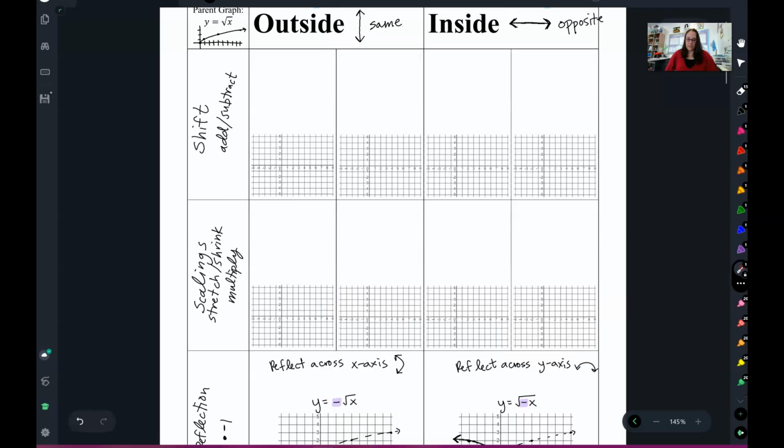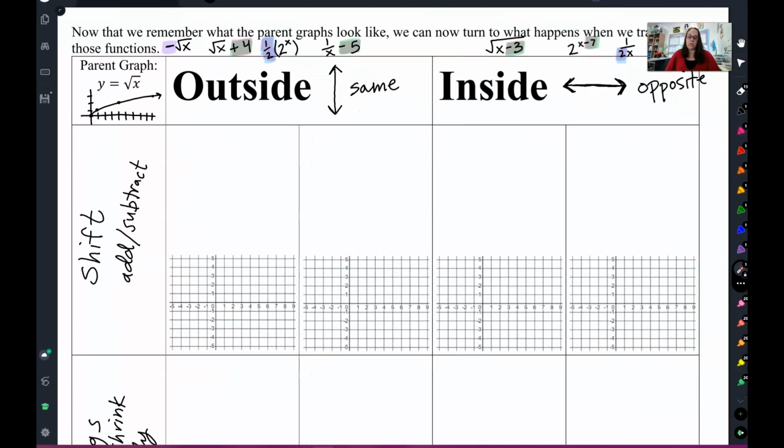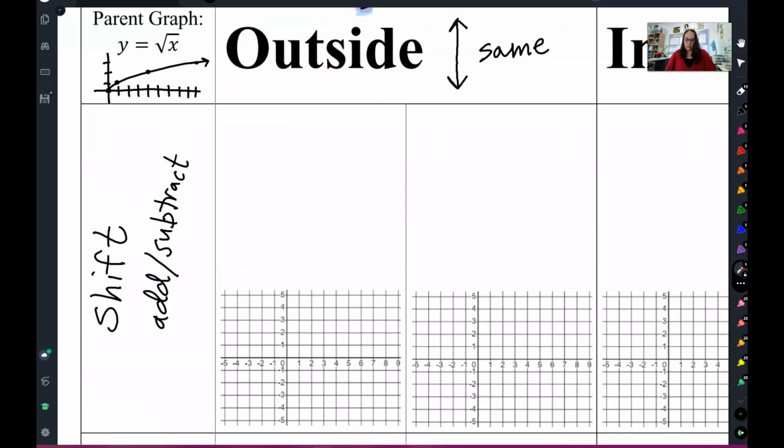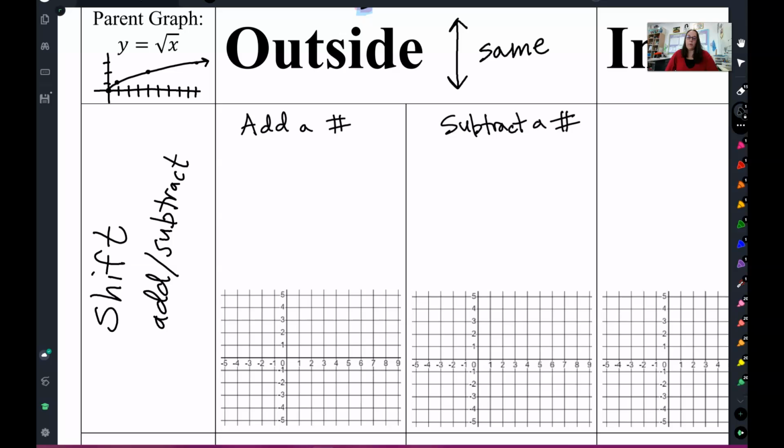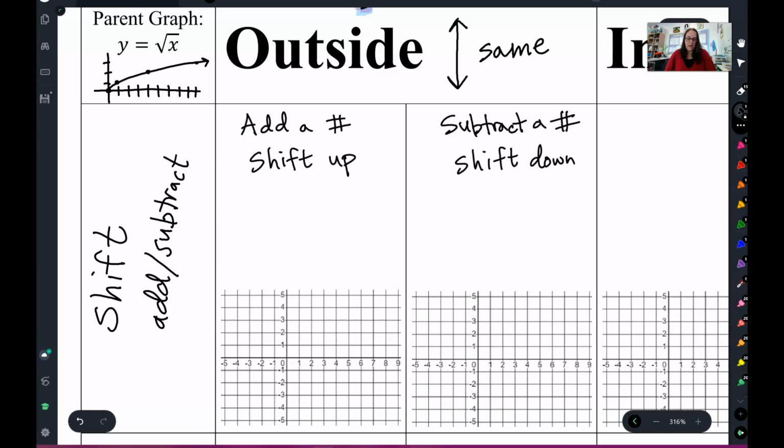So that's our reflections. Now let's go to the next easiest one, which is our shifts. We're going to start with our outside shifts. Now remember, outside is always up and down. The reason there are 2 boxes here is because we have adding a number and subtracting a number. Those are our 2 options for shifts. Now, it's pretty intuitive. Remember, outside is always up and down. So if you add a number, it's going to shift the graph up. Whereas if you subtract a number, it's going to shift the graph down.